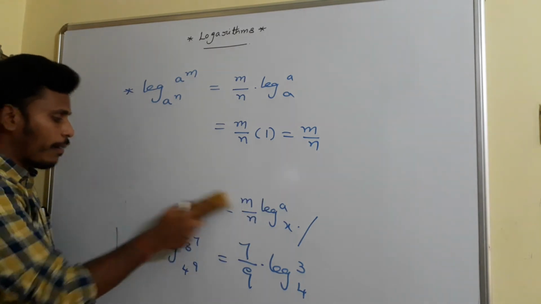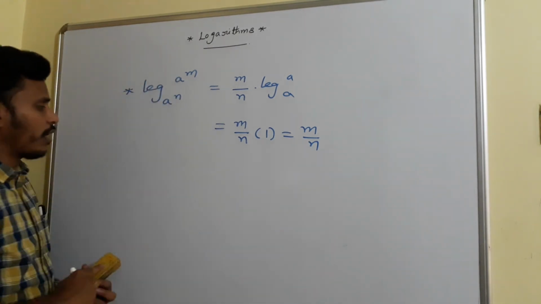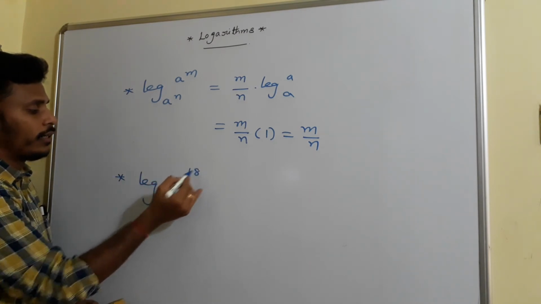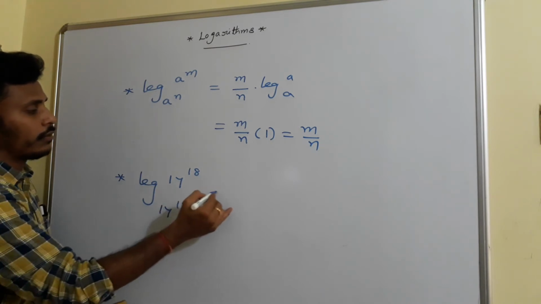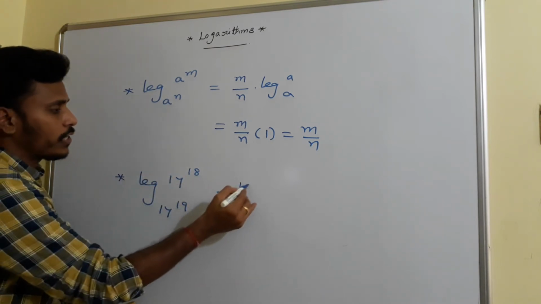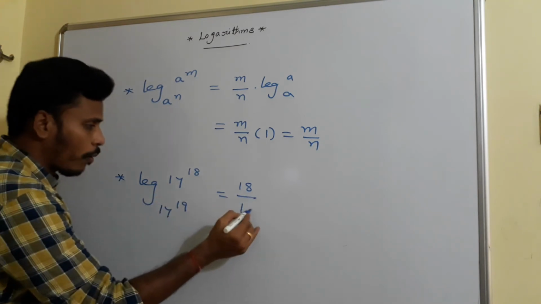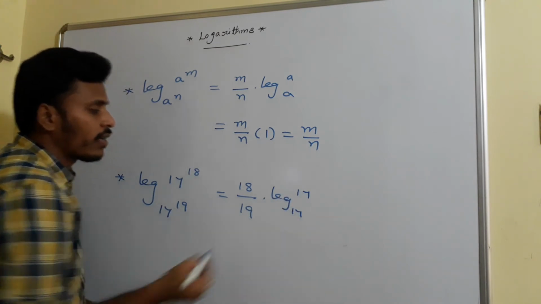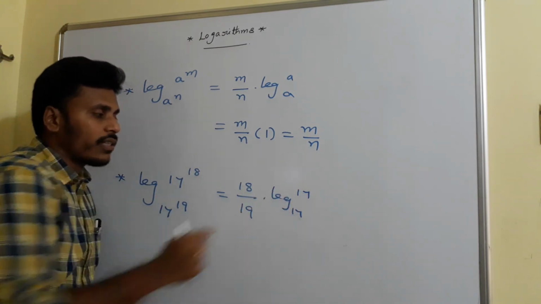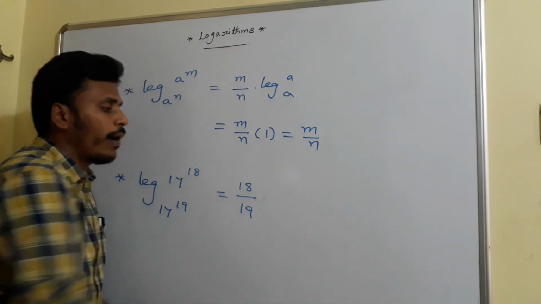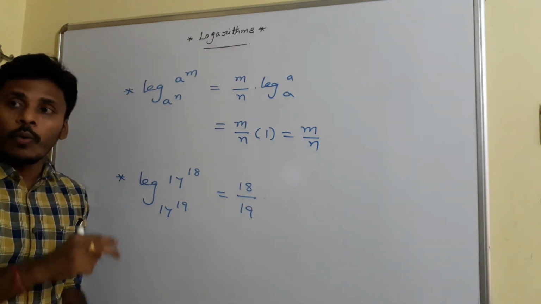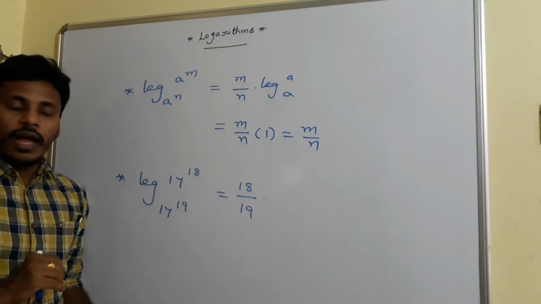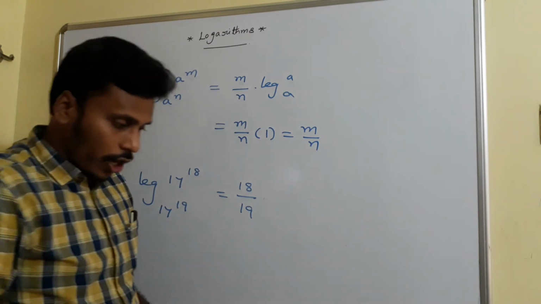Right, if you need an example, just go with an example. Take any value, say logarithm of 17 power 18 base 17 power 19. Its answer is 18 comes out as numerator, 19 comes out as denominator, into logarithm of 17 base 17. Since 17 base 17 is 1, its value is 18 by 19. So this is also another useful law for different types of problems, right? Just observe it and then I will come with the next class of logarithms.